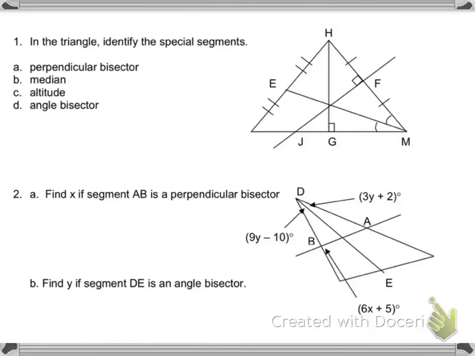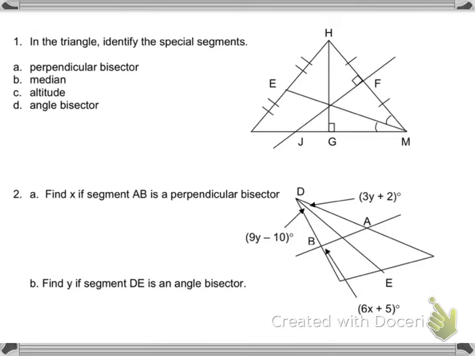Okay, y'all, this is the Unit 5 review, which remember we're putting with Unit 4. This is just a shortened video from what it was before because we took a bunch off of this review, so it's only 18 questions. All right, so number 1 says, in the triangle, identify the special segments.